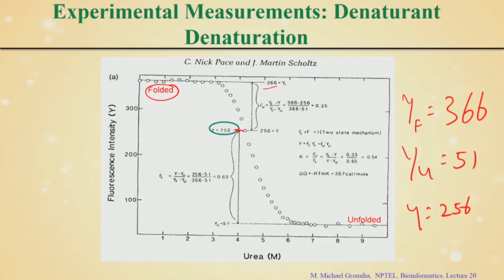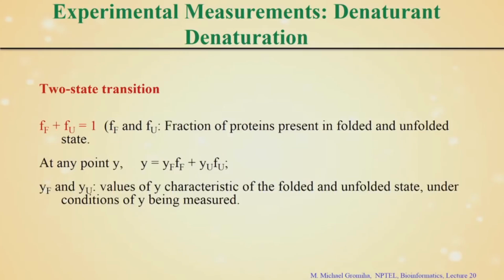If you take any point, then the contribution from the folded state plus the contribution from the unfolded state equals 1. Here it is fully folded, here unfolded, and if you take any point, that is a fraction. In this case you can give the value at any point as y, where the fraction for the folded state is ff and the fraction for the unfolded state is fu: y equals yf into ff plus yu into fu.